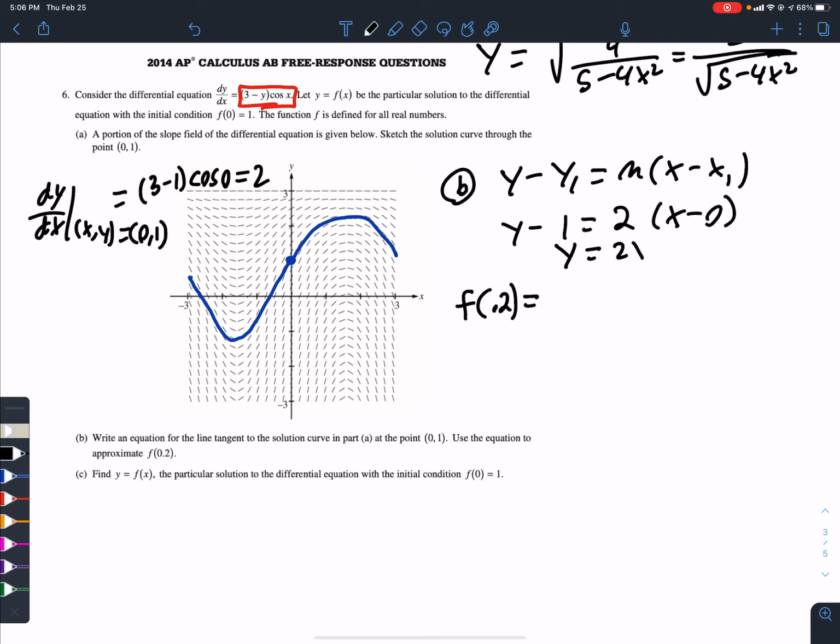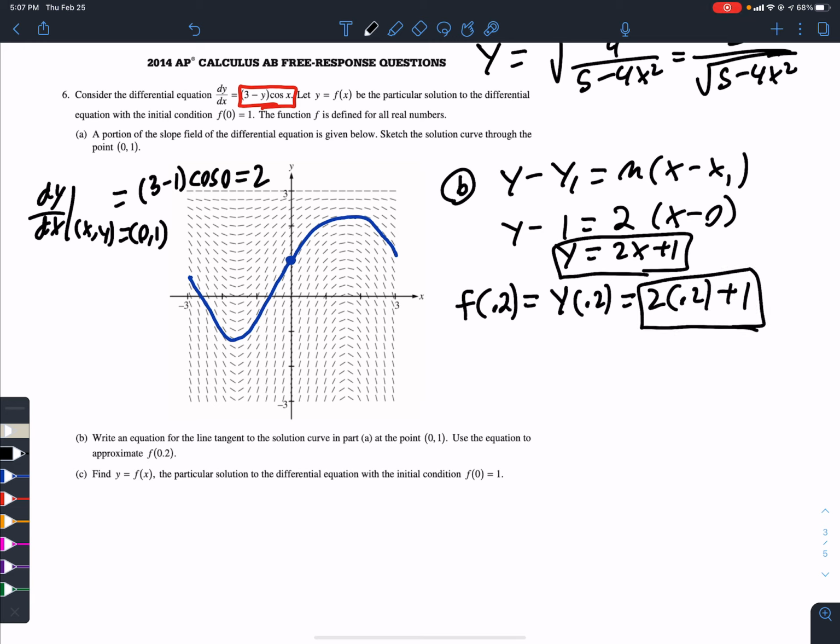Y is going to be 2x plus 1. There's my tangent line approximation. So I'm going to plug in 0.2 into that. So it's 2 times 0.2 plus 1. There's my answer. I mean, if you wrote that as 1.4, you'll be fine. But if you make a mistake, you're going to lose that point. That's worth 1 point. You don't want to lose that.